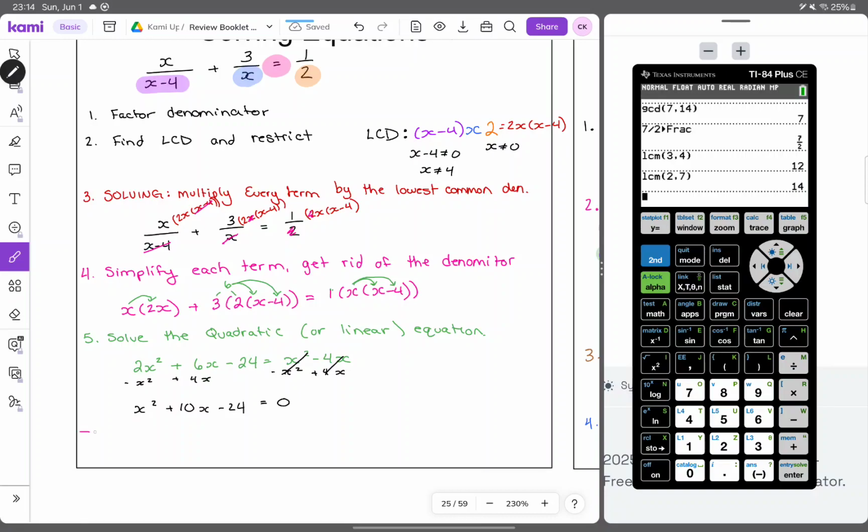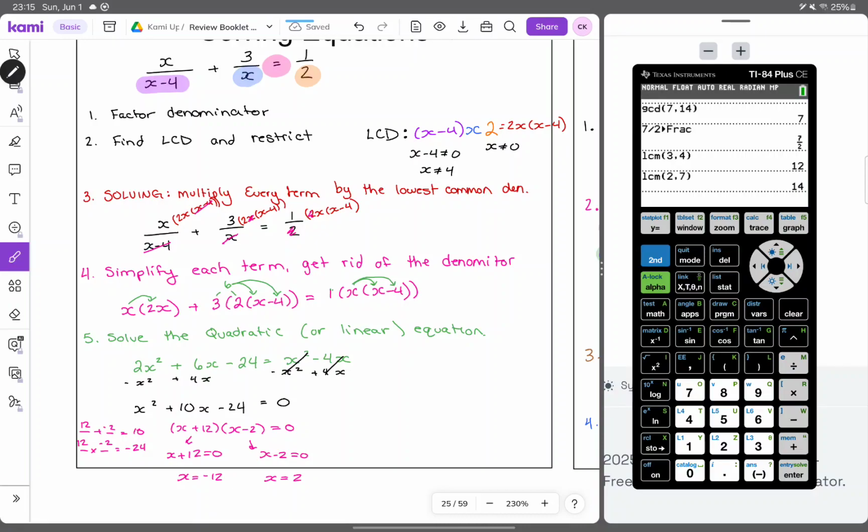So we need two numbers that add to 10 and multiply to negative 24. Oh, that's going to be 12 and negative 2. So this is going to become x plus 12, x minus 2 equals 0. So set this one equal to 0: x equals negative 12. Set this one equal to 0: x equals 2.